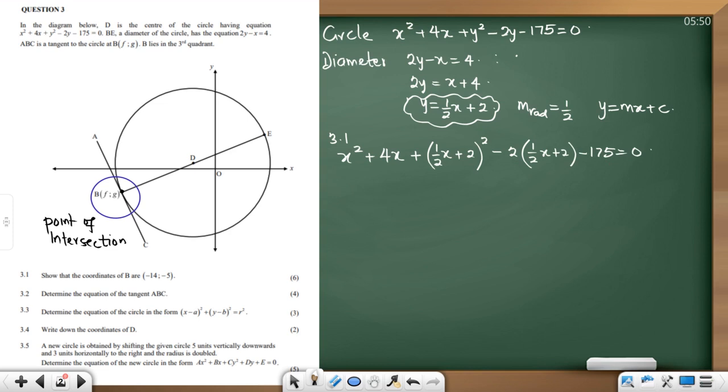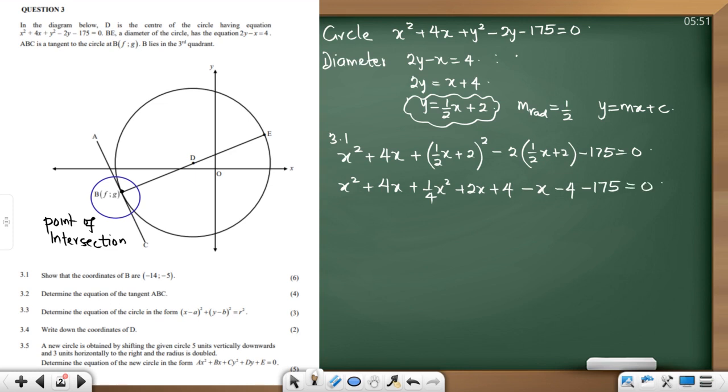The rest is just algebra now. x squared plus 4x plus, we expand this. Half times half gives 1 over 4, but it is x squared. Half times 2 gives 1, and that 1 multiplied by 2 gives 2x plus 4. Now minus 2 times half gives negative x, and negative 2 times negative 2 gives negative 4, minus 175 equals 0.